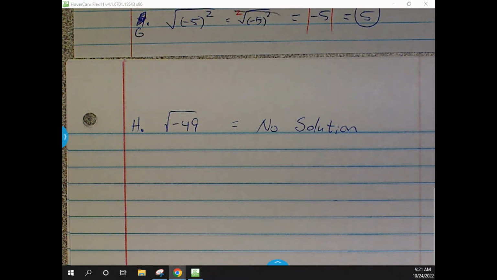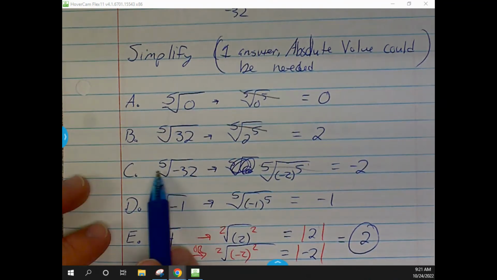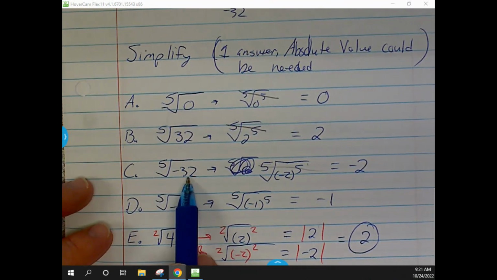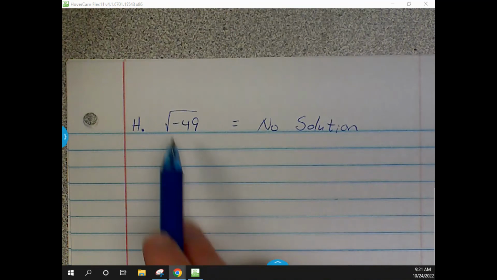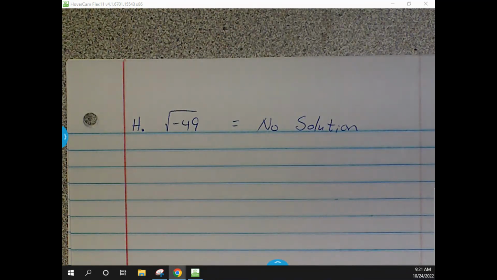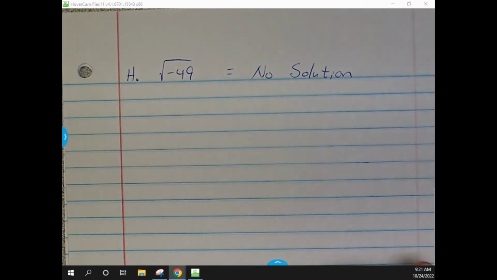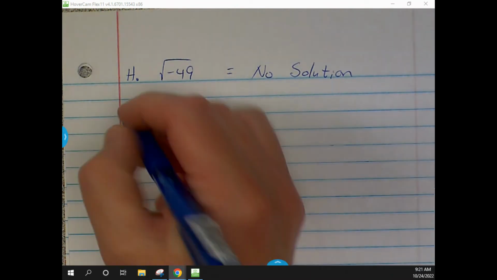So if they happen to throw in a negative square root, just say, all right, that's going to be no solution. And remember, that's different than a fifth root of a negative number. That one you can actually get a solution, but if it's a square root of a negative number or a fourth root of a negative number, there's no way you can get a real answer off that one.